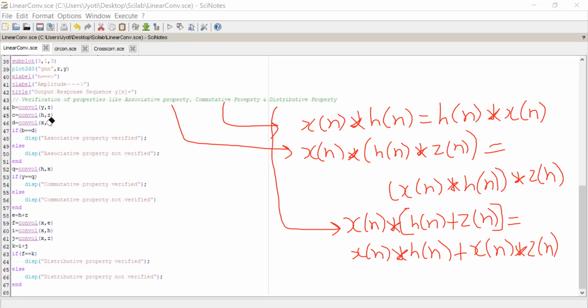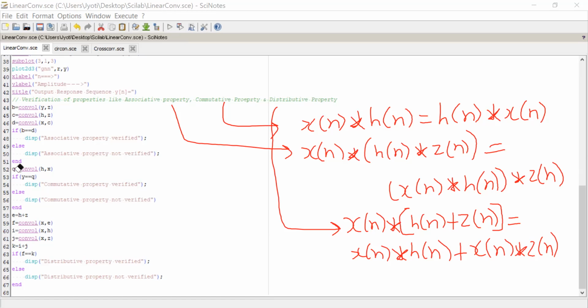Then C is equal to the convolution of h with z. First you have to do the convolution of h of n with z of n. This C part is then convolved with x, and we get D. Then what you have to verify is if B is equal to D. B is this part and D is this one. If B is equal to D, it will display that the associative property is verified. If B is not equal to D, it will display that the associative property is not verified. Okay, this is about the associative property.